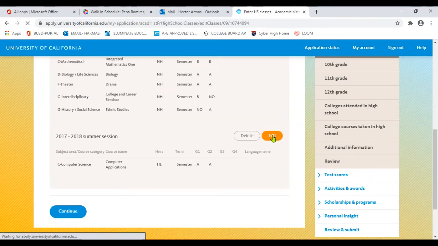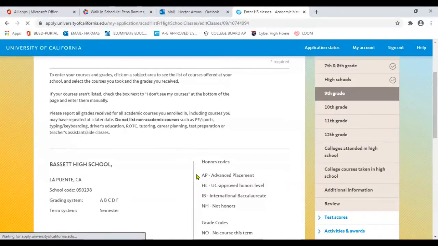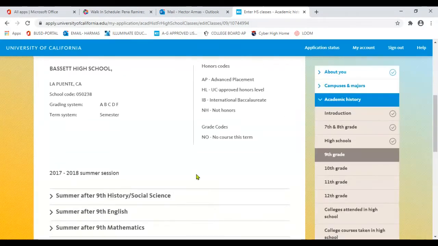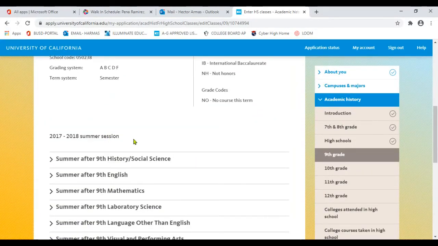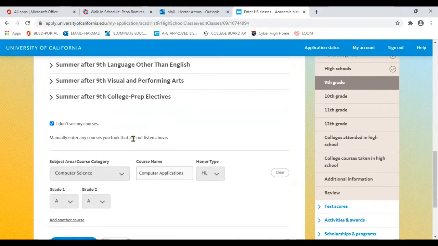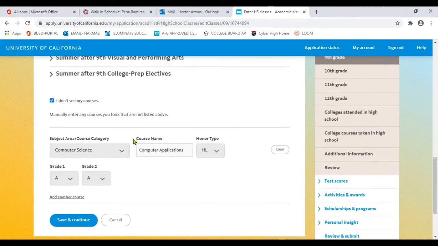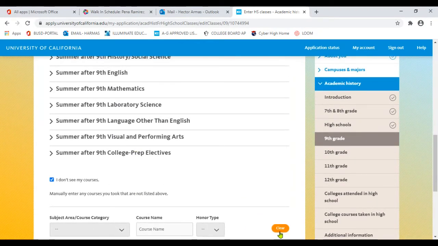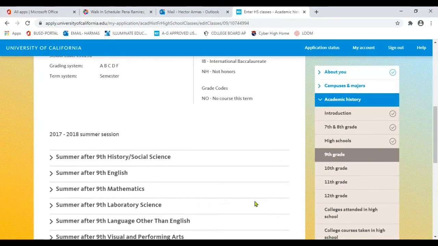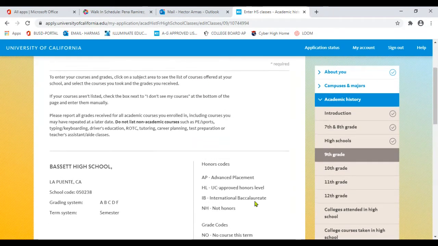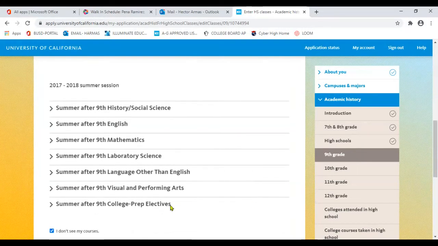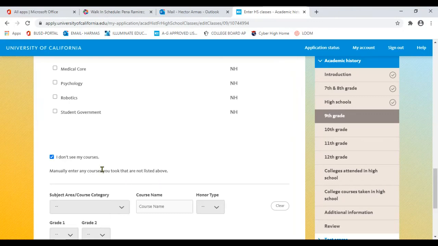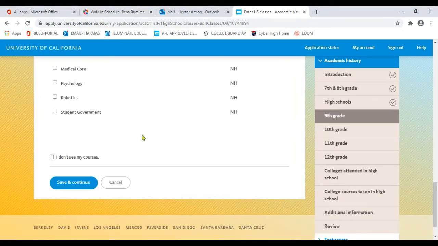So I'm going to go here and I'm going to go back. For some reason, I'm in the summer school summer session. So no, that's not correct. So I'm going to clear that. Okay, and let me go back where it says college prep electives. And when I go here, it's not allowing me to show it.